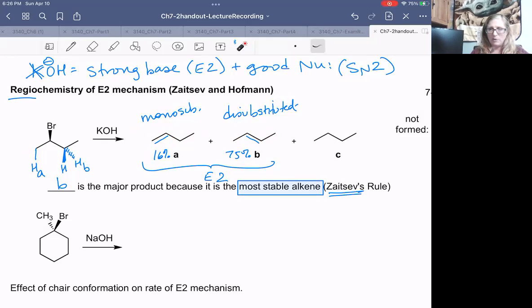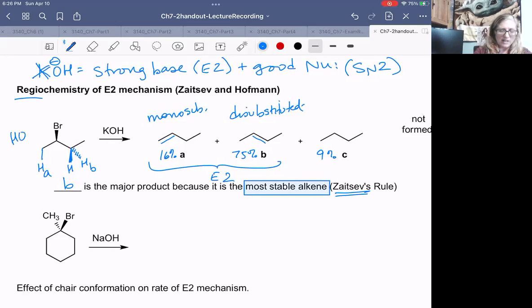Okay, so what else can happen here? Because this doesn't quite add up to 100%. We get about 9% of a third product that is C, and that's when we have the SN2 mechanism. So what would the SN2 mechanism look like? That means hydroxide is acting as a nucleophile instead of a base. SN2 means what? Backside attack. So as a nucleophile, it's attacking where? The carbon where we have the leaving group. If it were to attack the carbon bearing the leaving group, that would be path C.